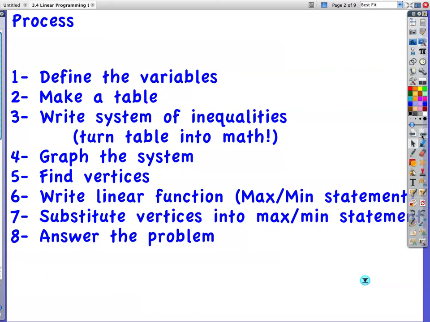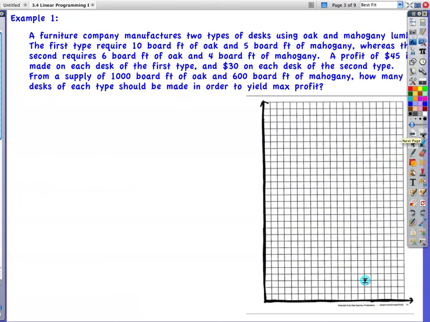Number 6, you write a linear function, which is a max or min statement. Then you substitute the vertices into your max min statement. And then the final thing is to answer the question they're asking in the problem to begin with. So make sure you have that copied down. These are the steps you're going to take. Now let's let it make sense with an actual example.